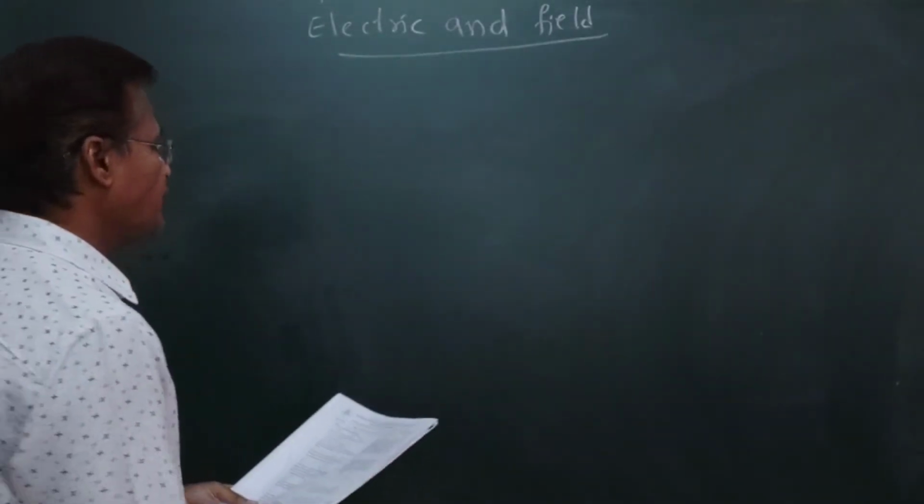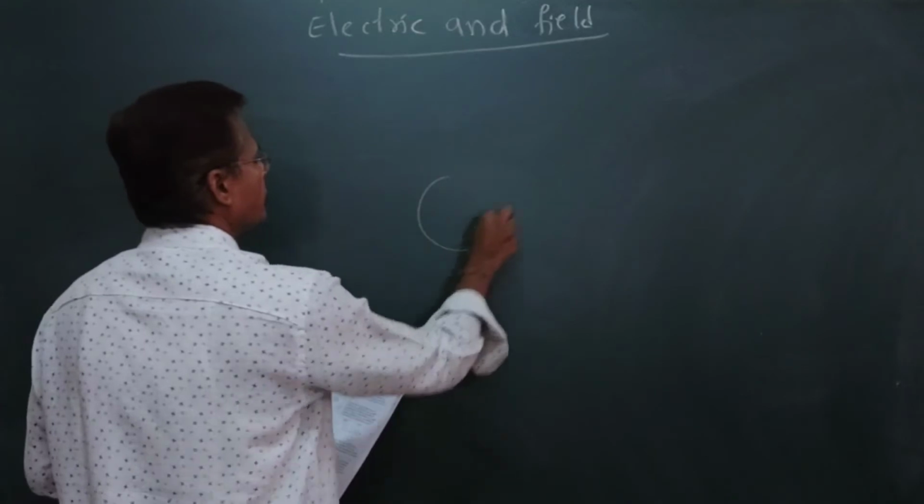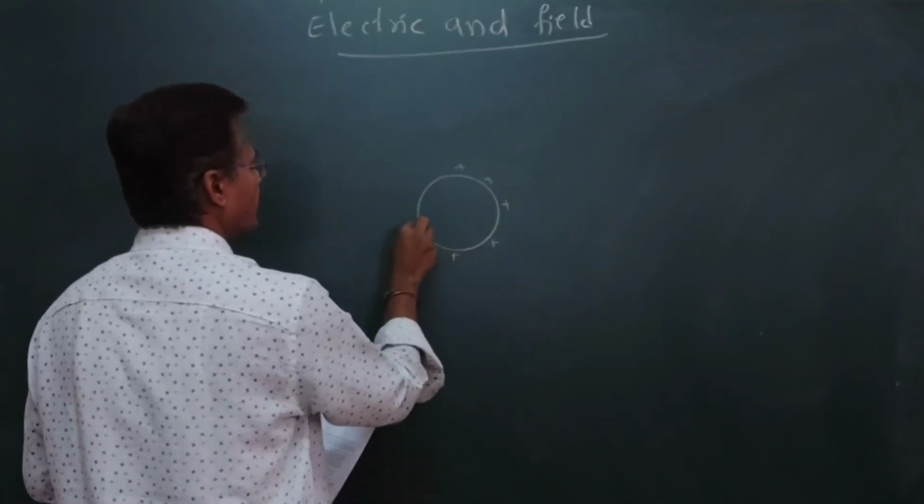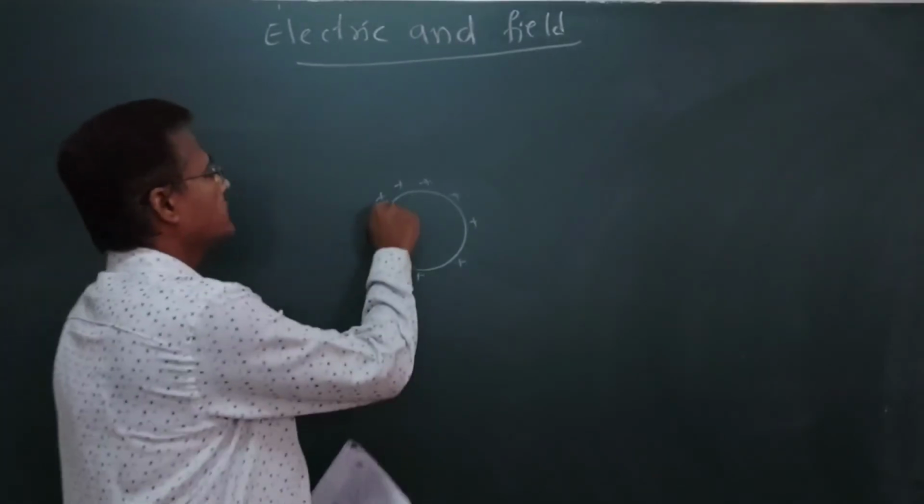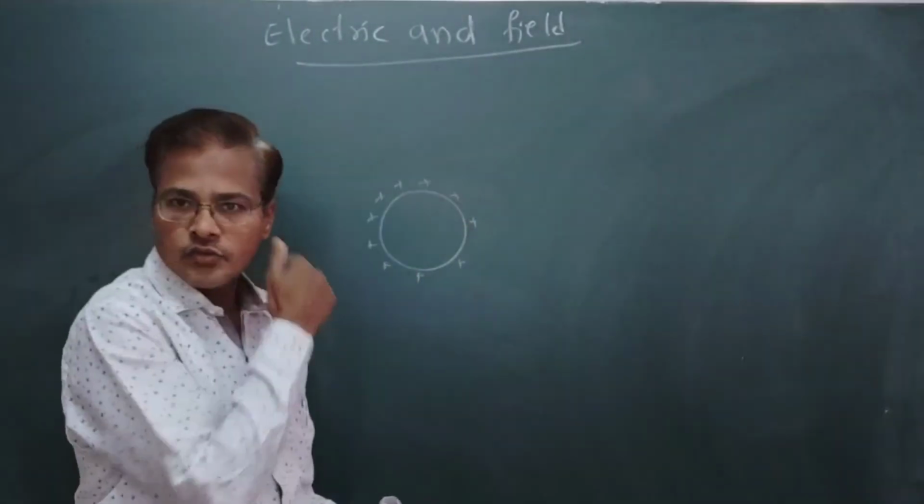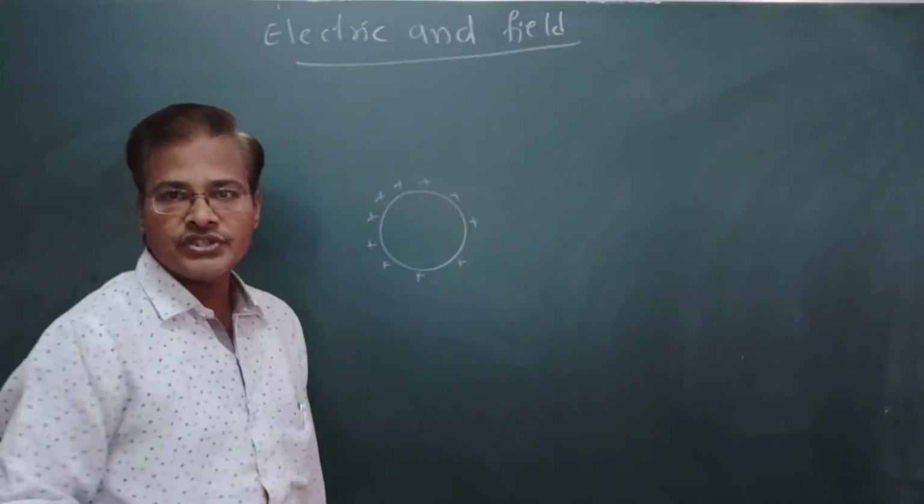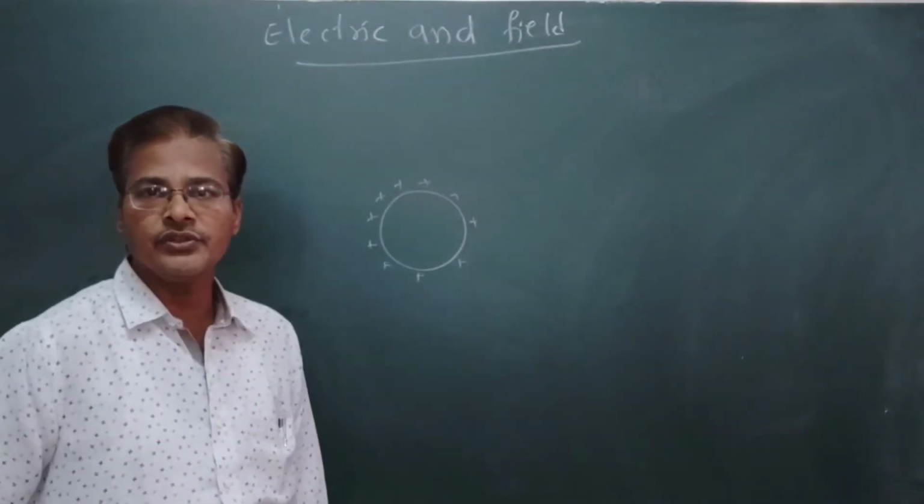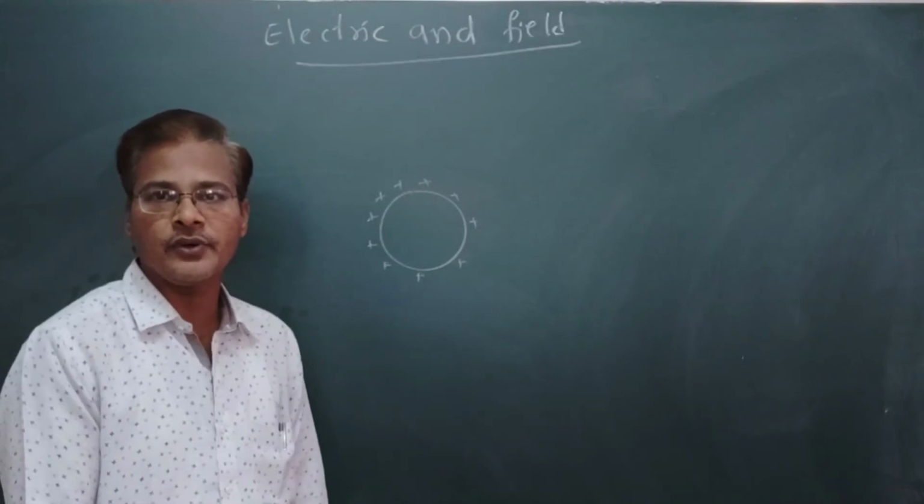When a soap bubble is charged, this is one soap bubble. When it is charged, it may be a positive or a negative charge, either one. Look at this one soap bubble. When you charge it, either positive or negative, what will happen?